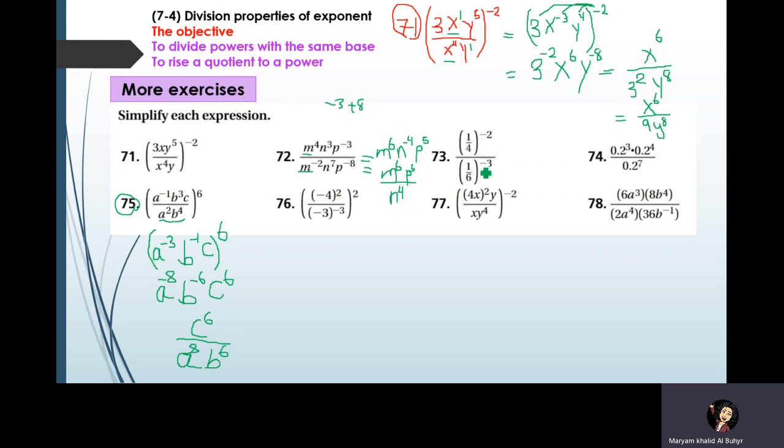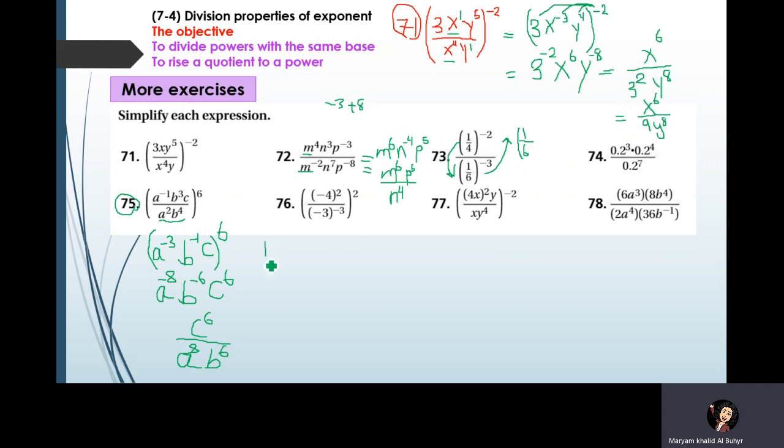Let me show you this one. What will I do with this one? Since this 1/4 is to the power negative 2, I'm going to move it down so I can calculate it. Same thing with this one. I'm going to move it up so I can calculate it. So that will be 1 over 6, all this to the power.